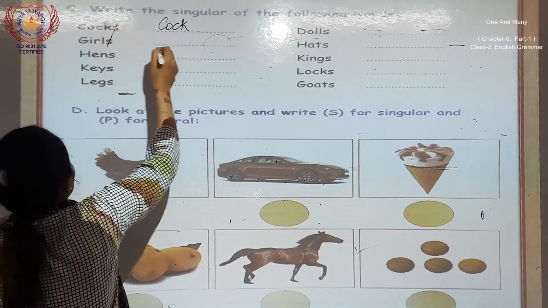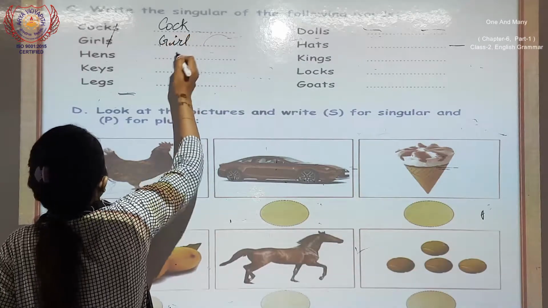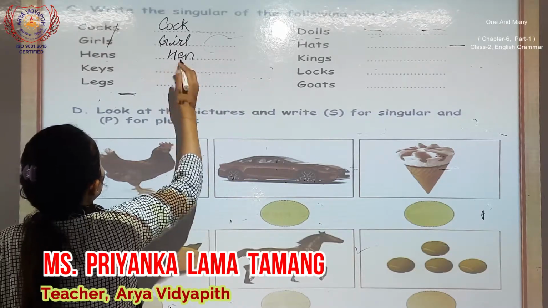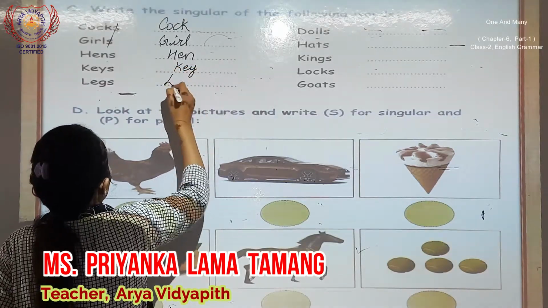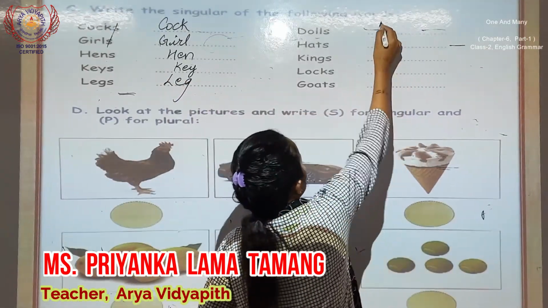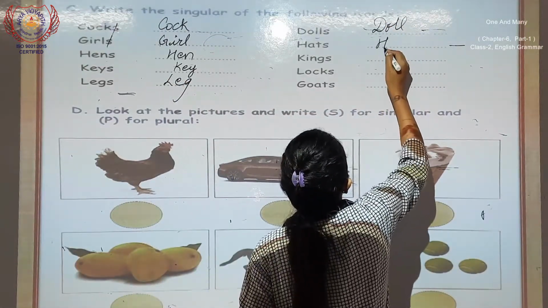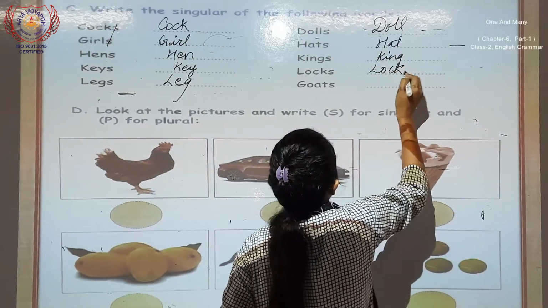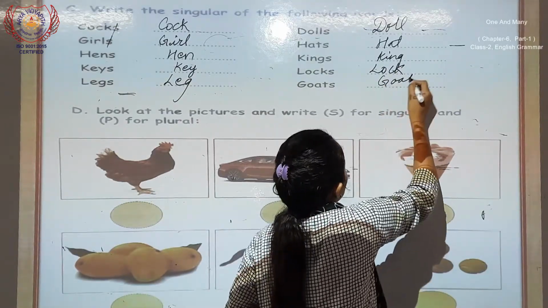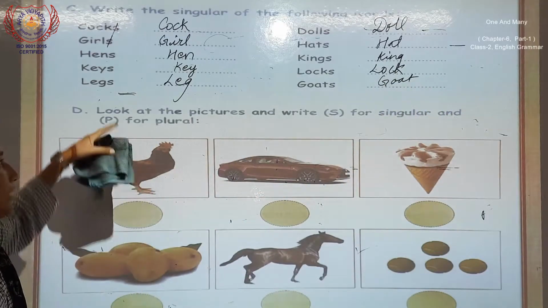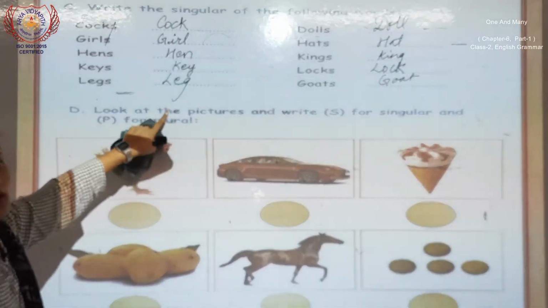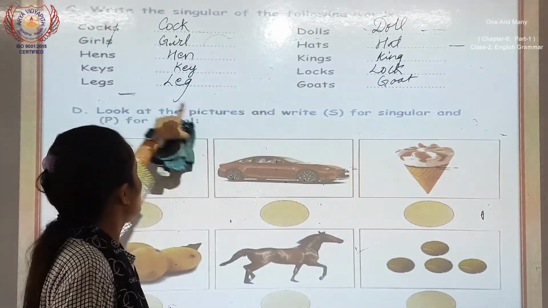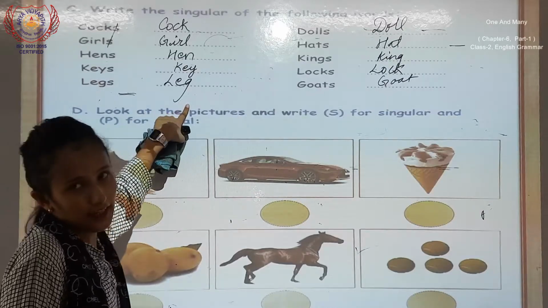You have to cut it. G-I-R-L, girl. H-E-N, hen. K-E-Y, key. L-E-G, leg. D-O-L-L, doll. H-A-T, hat. K-I-N-G, king. L-O-C-K, lock. G-O-A-T, goat. Like this, I have converted into singular word. ये plural word में दिया है, मैंने किस में बनाया है? यहाँ पर plural word है और मैंने convert किया है singular word में.